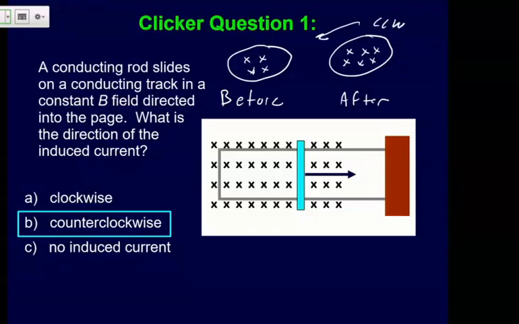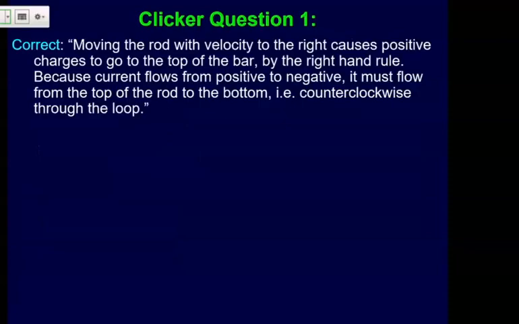So we had about a 70-30 on that one, which I think is pretty good for just seeing it recently. All right, and so here's your comments from last night. So I think basically the comments were just like what people were saying when we talked about them. So the correct answer is moving the rod with velocity to the right causes positive charges.